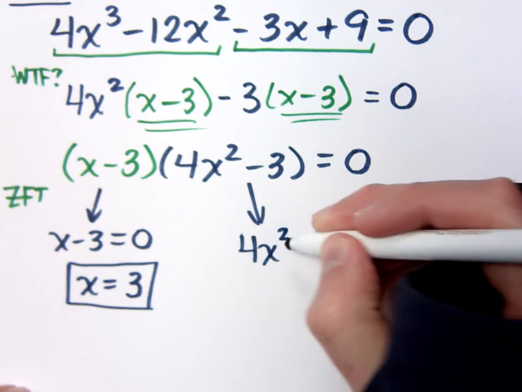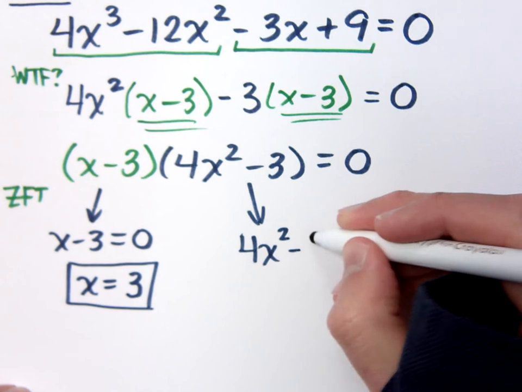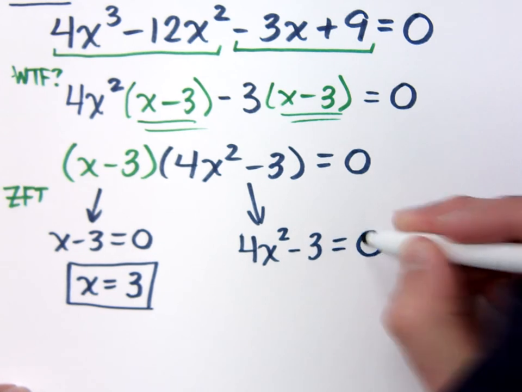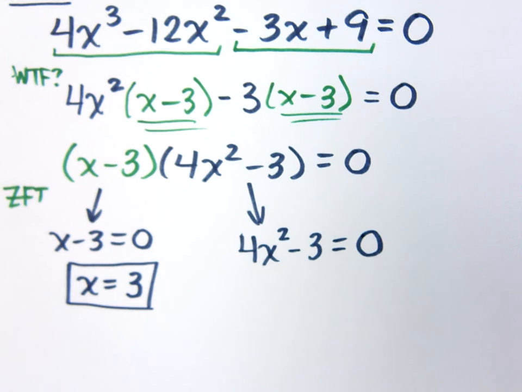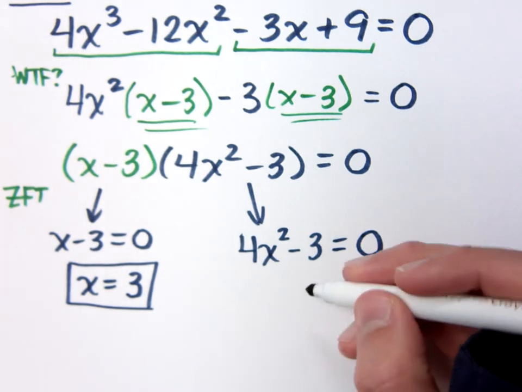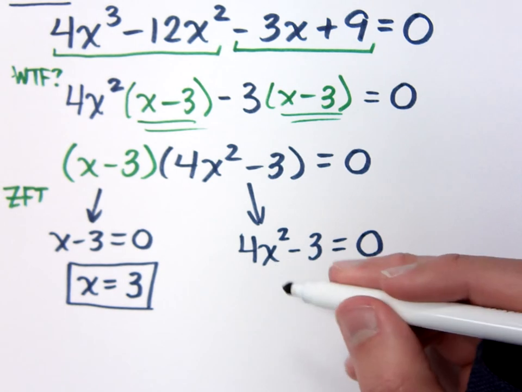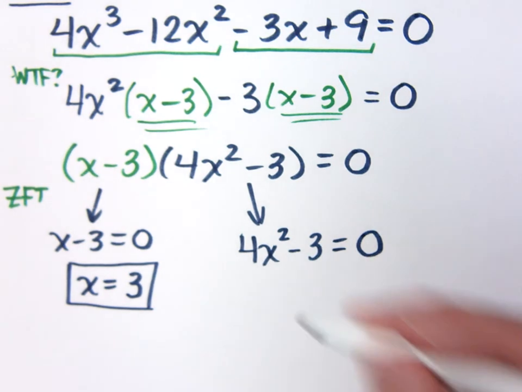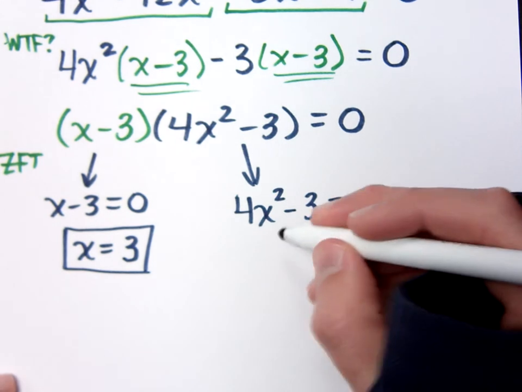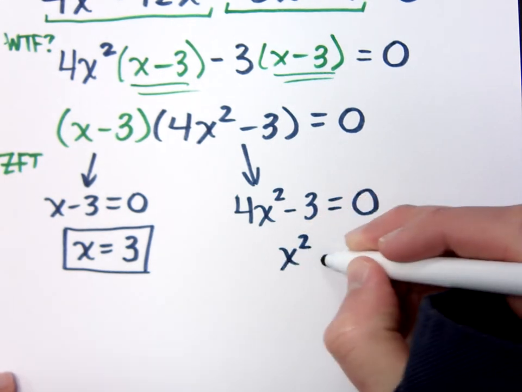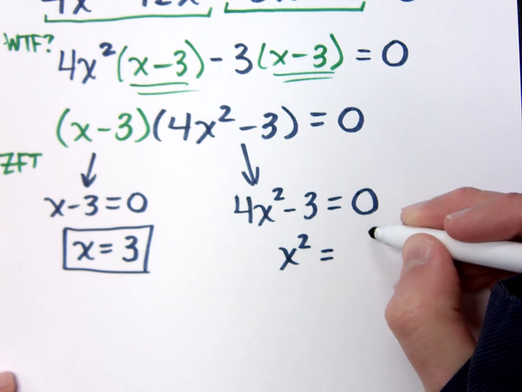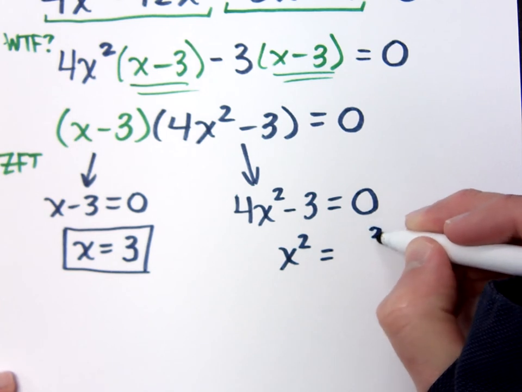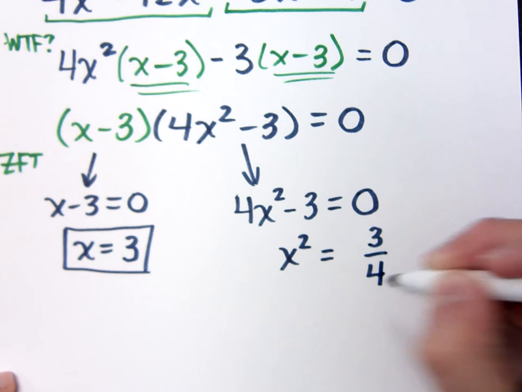When I take this other factor, 4x squared minus 3 equals 0. Now, how many solutions do I get from this factor? Two. You're right, I get 2. Now look at this equation. This is the only place that contains the variable, isolated. When I get x squared by itself, what does it equal? Wouldn't you add 3 to both sides and then divide both sides by 4?